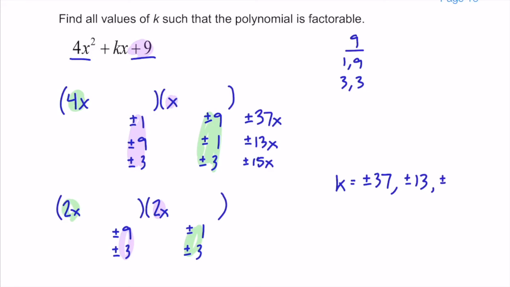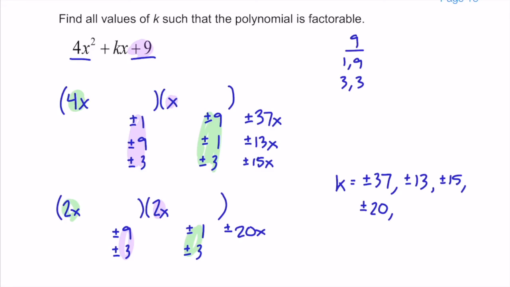So now I've got plus or minus 15. And let's see what I get from the bottom. 2 and 1 multiply to make 2. 2 and 9 multiply to make 18. 18 and 2 add to make 20. So this term is going to give me a plus or minus 20x. So I've got plus or minus 20 to add to my list of possible k values.